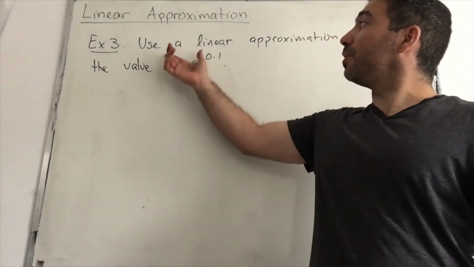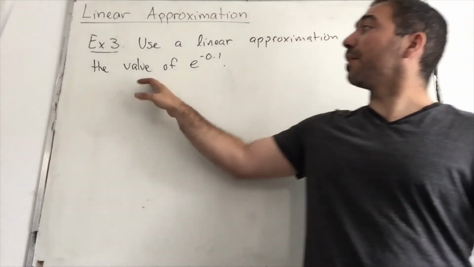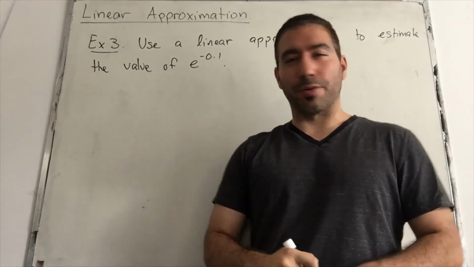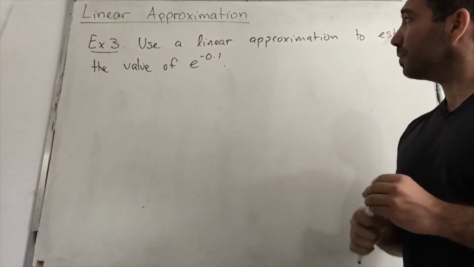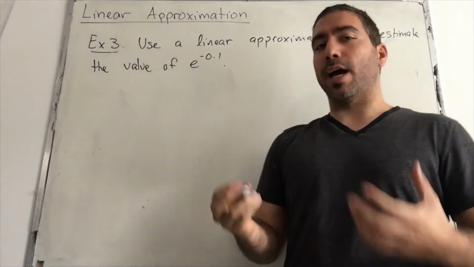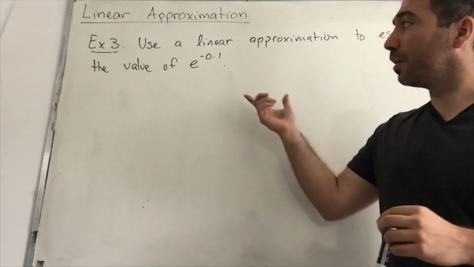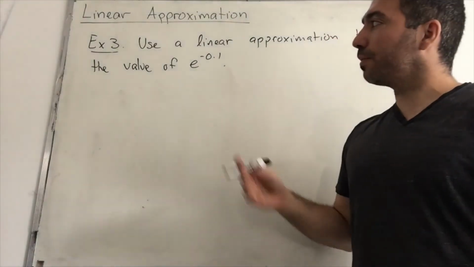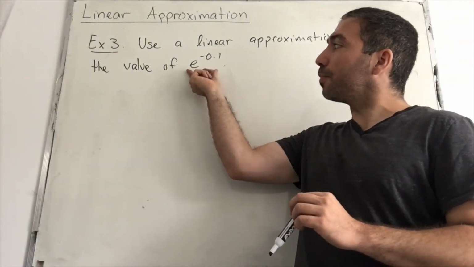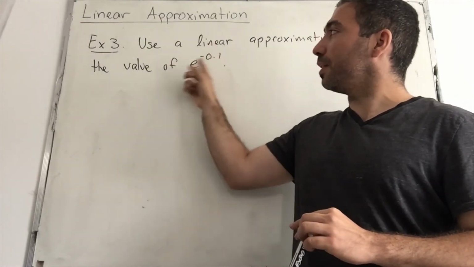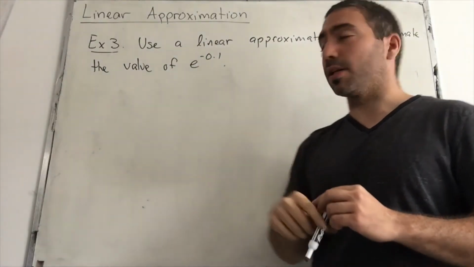Example 3 says to use a linear approximation to estimate the value of e to the negative 0.1. How do we do this again without a calculator? What's different about this example is that we don't actually have a function. We're not given a function to work with compared to the other two examples. So how do we do this? Well, what you have to do is anticipate or come up with a function yourself. What's a function that you can use to approximate e to the negative 0.1? What does this look like?